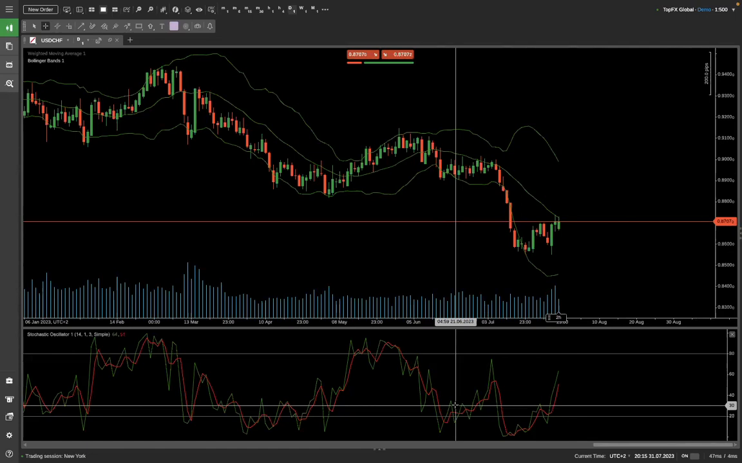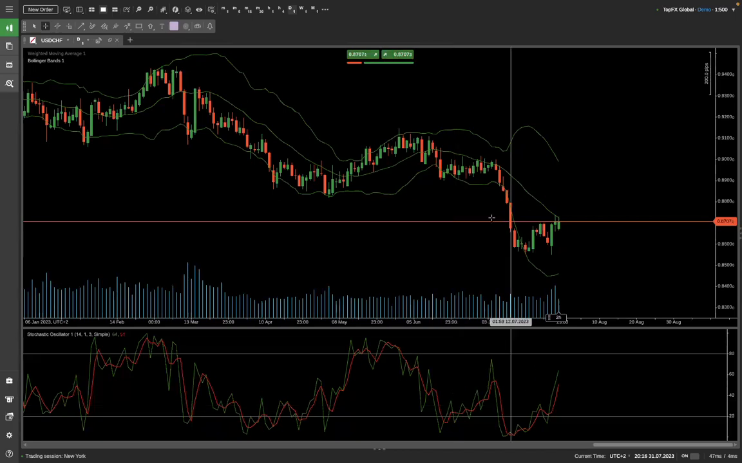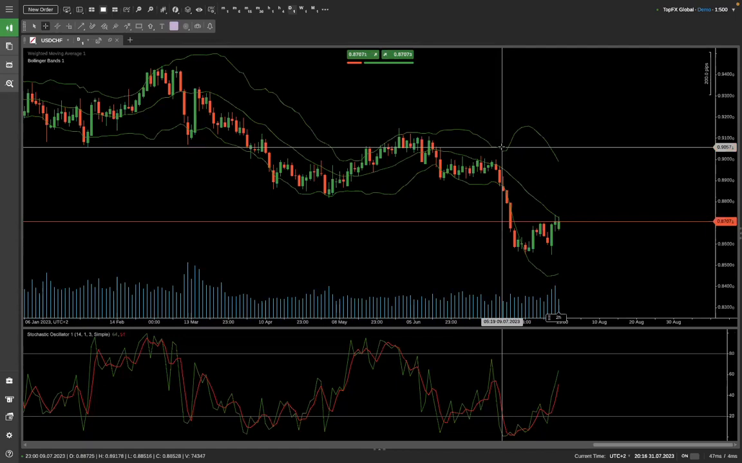Okay, so what are the strategy steps? What do you have to do? We need to identify the prevailing trend. So we use the higher time frames to determine the direction of the overall trend, and we need to look for the higher highs and higher lows for an uptrend, of course, and lower highs and lower lows for a downtrend. Okay, so what do we have here?